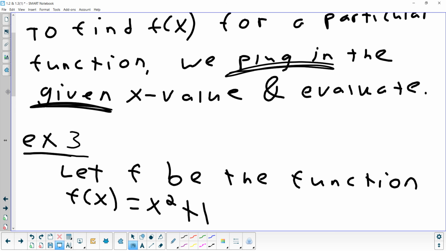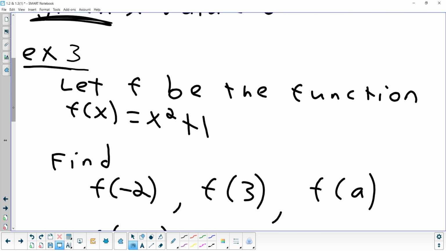So I could make up any formula I want. This is the formula I chose to make up. F of x equals x squared plus 1. And we're just going to plug some different things into it and see what we get. So this would be a good problem on Edulastic tomorrow. That would be a short answer. All right, so let's just try these first three. F of -2, f of 3, and f of a.